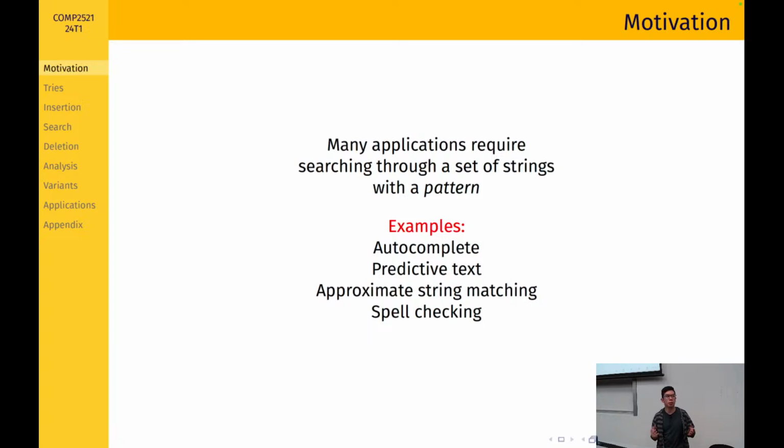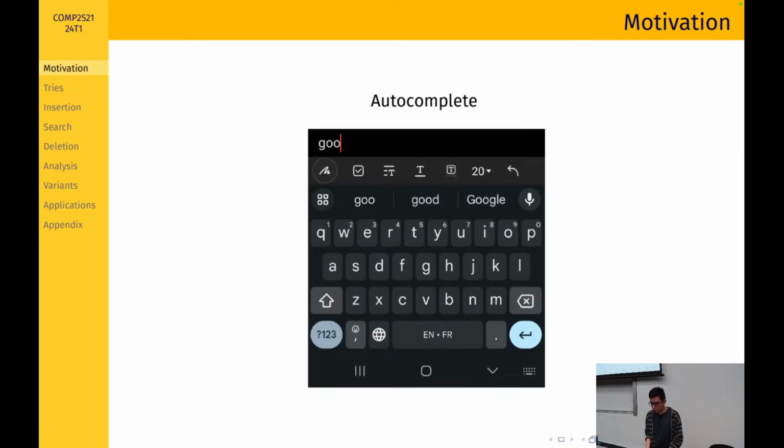What is another data structure that's really efficient that we just covered recently? Yeah, hash tables. Hash tables allow us to search a set of things or keys in O(1) average time. So here are some of the applications I talked about. Autocomplete: if you type GOO, then maybe it'll suggest good, maybe it'll suggest Google, and so on. What else do we have?